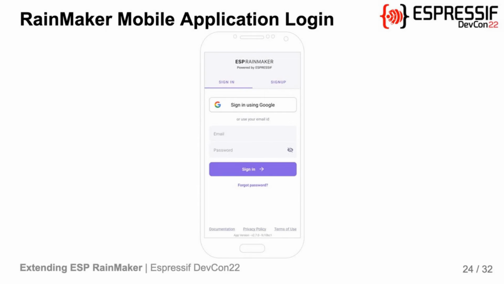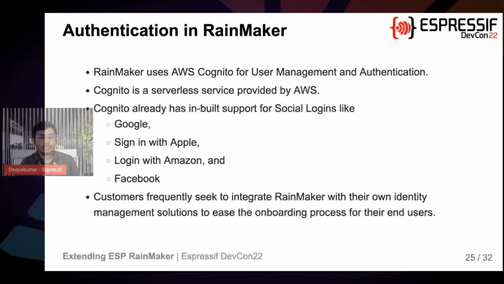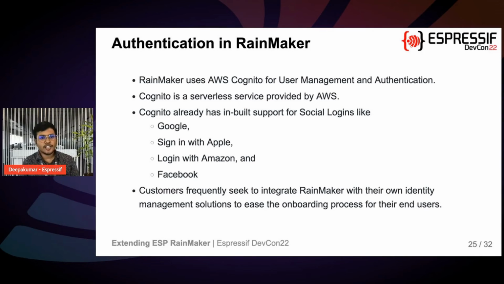What if you want your own identity management system to be integrated with RainMaker so that your users will have a seamless experience accessing the ESP RainMaker platform? Well, there is a solution to it, and that's OAuth. So before moving forward, let's just understand how authentication in RainMaker works.